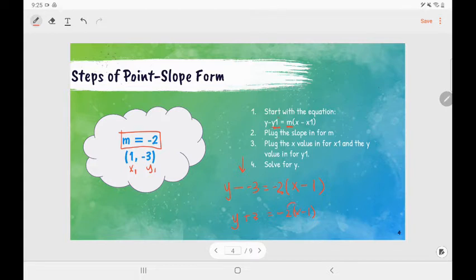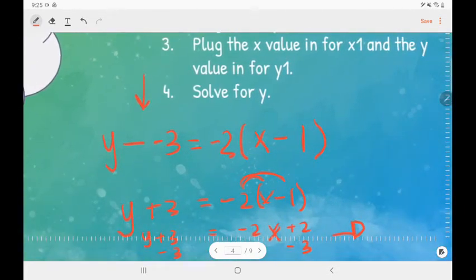To put my answer in slope-intercept form, I am going to begin by distributing. -2x plus 2 equals y plus 3. My last step is to get y by itself, and so I'm going to subtract 3. Now, if you're wondering what I should subtract 3 from, I am going to subtract 3 from my constant. That means my final answer, let's zoom in a little bit, maybe, my final answer is y is equal to -2x minus 1.